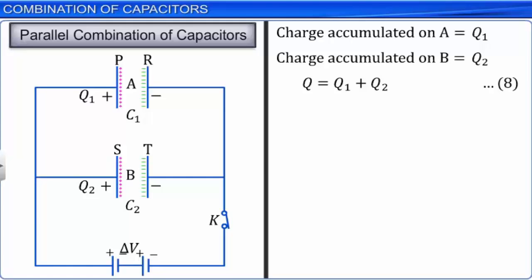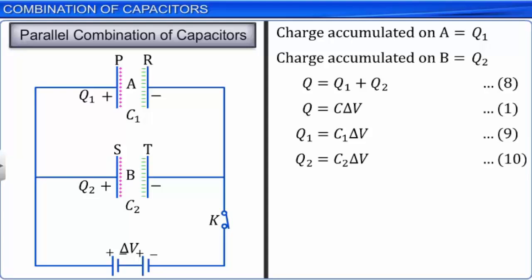As P and S are connected to the positive terminal of the battery, the potential at the plates is equal to the potential at the positive terminal of the battery. Similarly, the potential at the plates R and T is equal to the potential at the negative terminal of the battery. Hence, the potential differences across the capacitors connected in parallel are the same and equal to the potential difference applied across the combination. Following equation 1, we have Q1 is equal to C1 delta V and Q2 is equal to C2 delta V. Let these be equations 9 and 10 respectively.